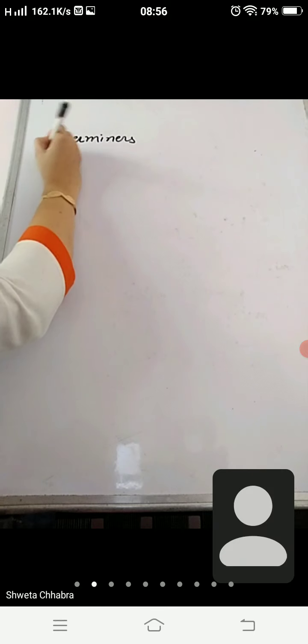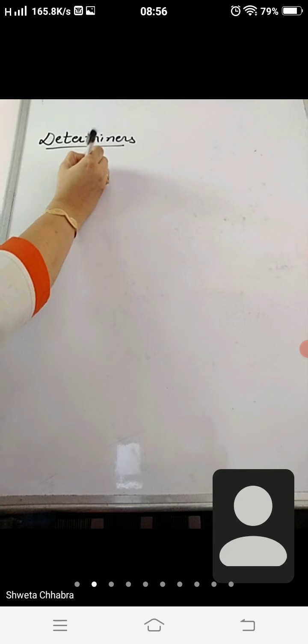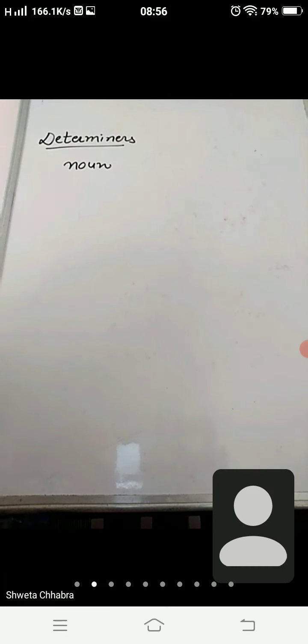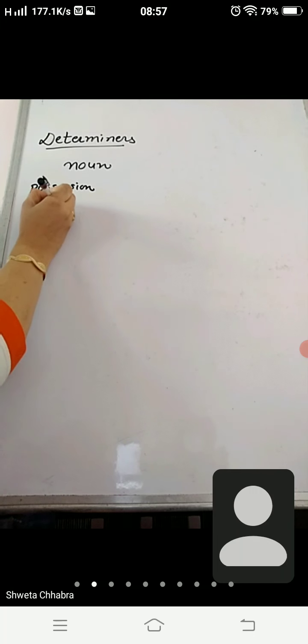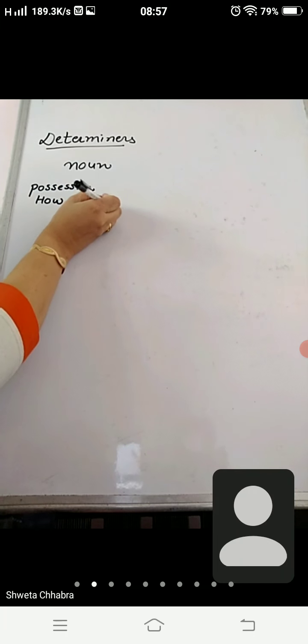What are basically determiners? Determiners are those words which are used before a noun. Okay, which are used before a noun. A determiner is always followed by a noun and they refer to a specific or a general thing. They can show possession also. They can also tell how much or how many. See, they can show possession. They can tell how much. They can tell how many.